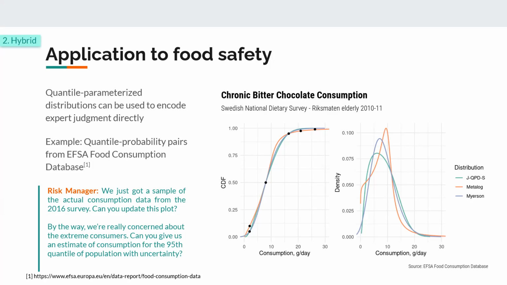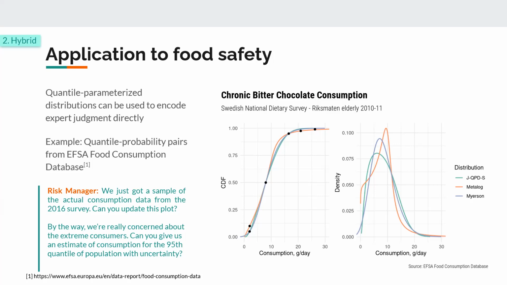So the risk manager comes in and he asks, well, we just got the sample from the 2016 survey, actual consumption. Can we update this chart? This is what we've learned up to 11. Can we somehow revise it? And by the way, we're really interested in the upper tail, the extreme consumers. Can you give us some estimates about the extreme consumption of bitter chocolate? Because it seems to be causing problems with uncertainty, because the sample is very small, right?